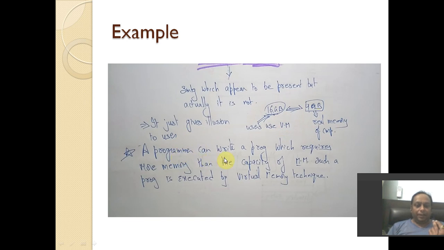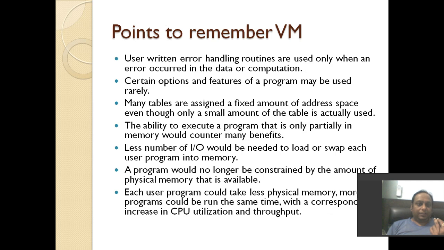A programmer can write a program which requires more memory than the capacity of main memory. Such a program is executed by the virtual memory technique, in which the user has the illusion that it is using 16 GB of memory, but in actual fact it only has 4 GB. How this process takes place will be discussed in today's lecture. So what are the points to be remembered for virtual memory?